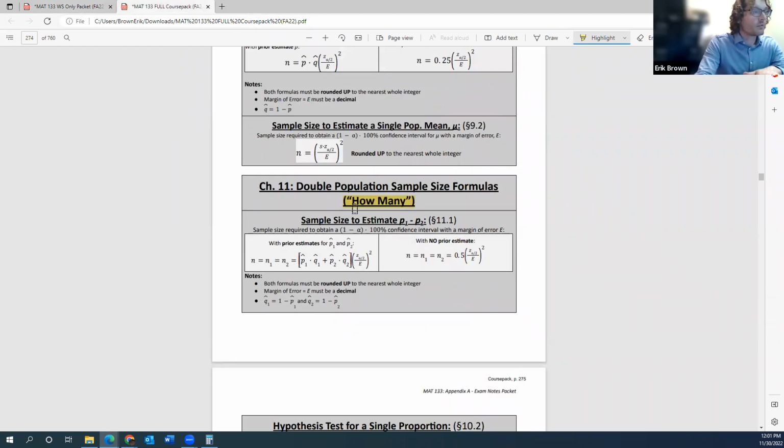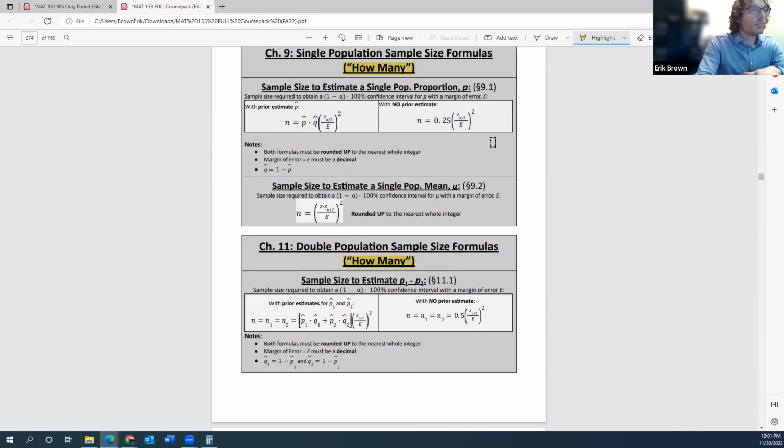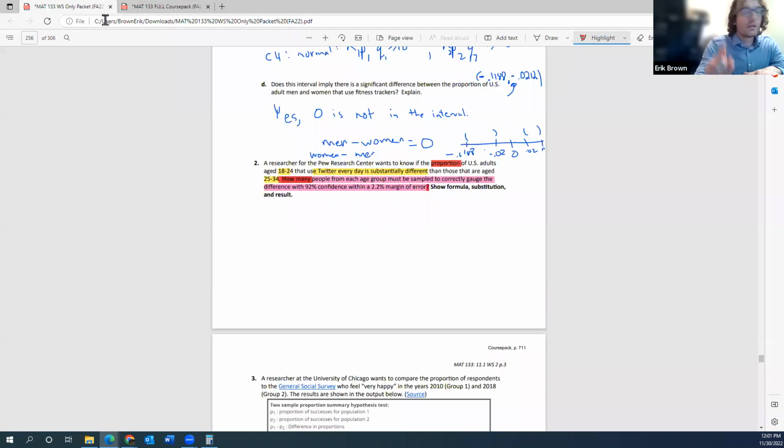So we go to our "how many" thing on page 274. We note that when we're working with a proportion, it's going to be one of these two formulas or one of these two formulas. So let's go back. You also mentioned, Peg, which was good, that we're comparing 18 to 24-year-olds to 25 to 34-year-olds.